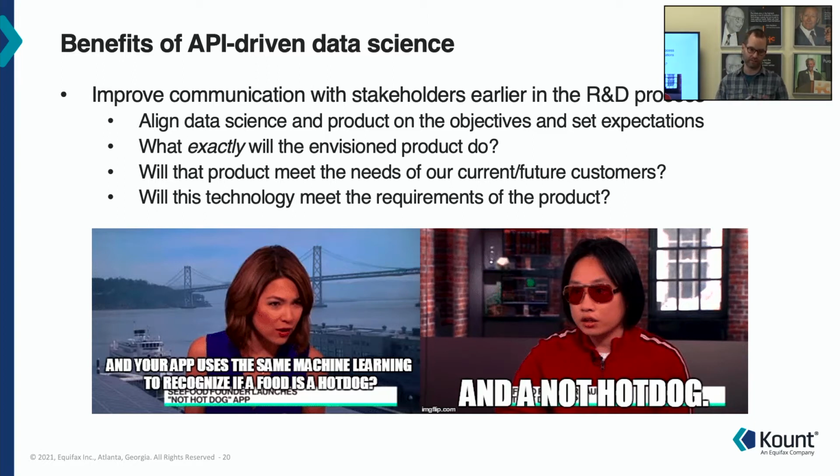And then, knowing what exactly the envisioned product will do, you need to ask questions like, is it going to meet the needs of current and future customers? Again, product questions, but a data scientist should not hesitate to be at least involved in those conversations. Because this last one is key. Can the envisioned technology that the data scientist or the researcher is trying to develop a prototype for actually meet the requirements of the product? And that's where it's really important to talk very clearly about the interface.